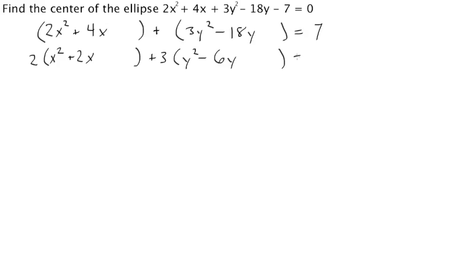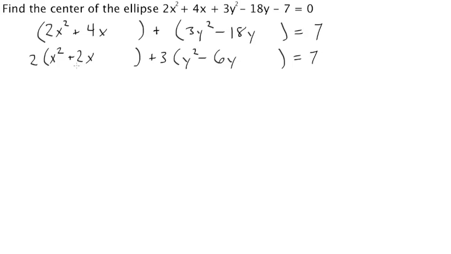And once again, I'm going to leave some space because I'm going to be adding a number here to complete the square. So factoring out a 2 makes 2x squared plus 4x become x squared plus 2x. Factoring out a 3 causes 3y squared minus 18y to become y squared minus 6y. Okay, so when we look at this, this looks nice and just good. We're accustomed to seeing this. x squared plus 2x. This looks just like a circle problem now.